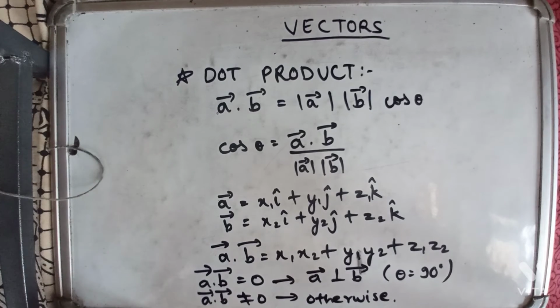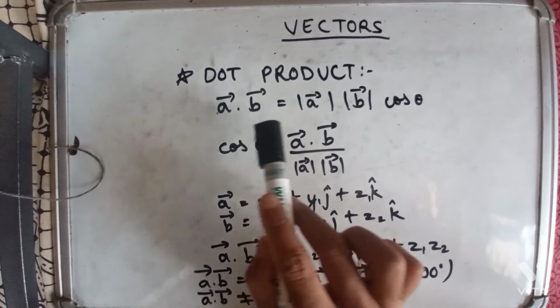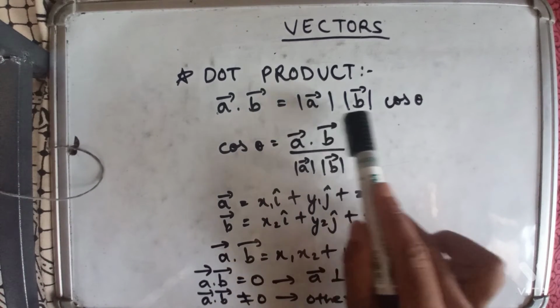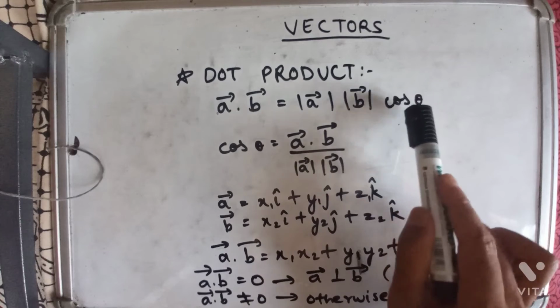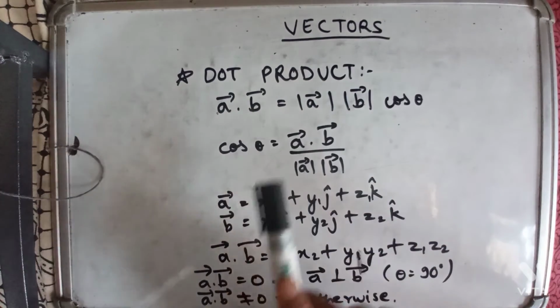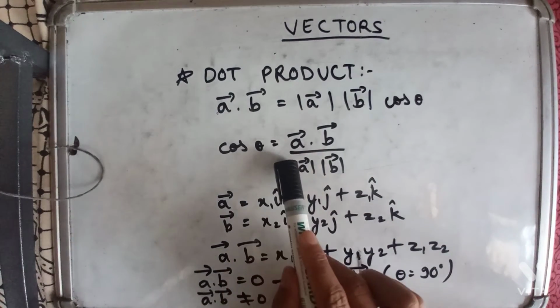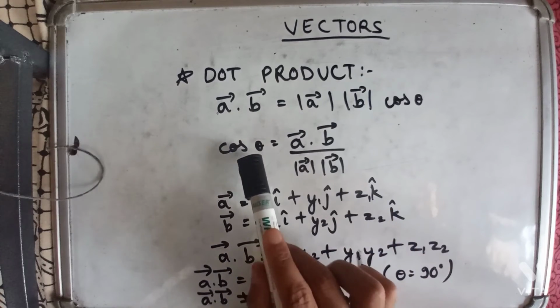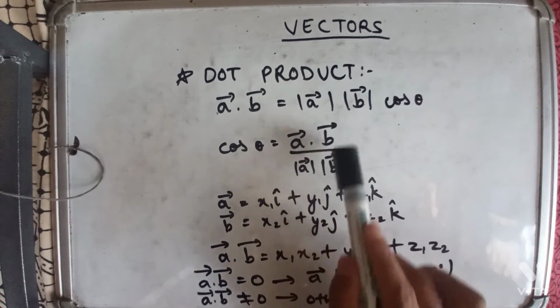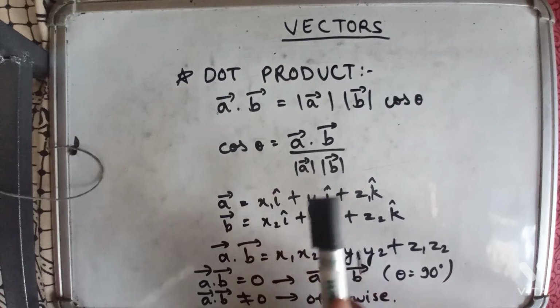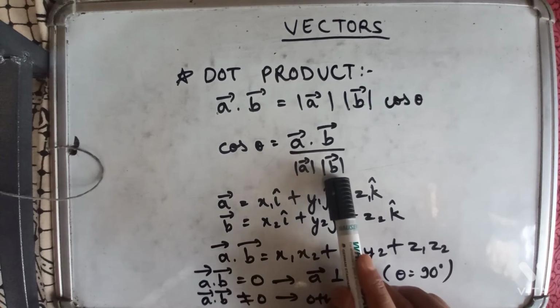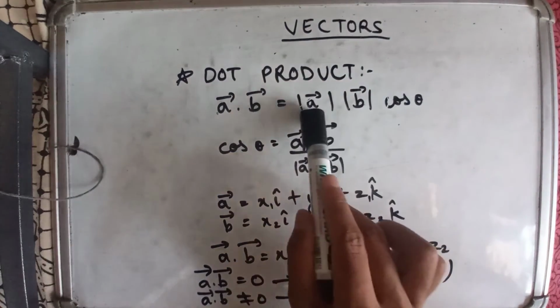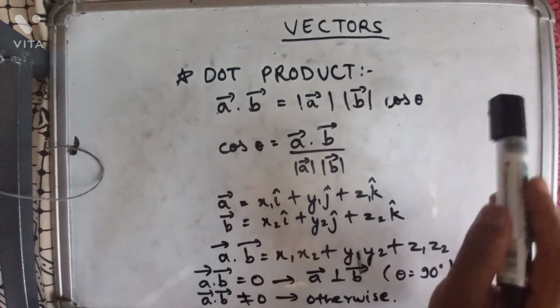Now let us quickly discuss dot product. Dot product is A dot B is equal to magnitude of A times magnitude of B into cos theta, where theta is the angle between the two vectors. So we just bring this thing here, and we will get cos theta.